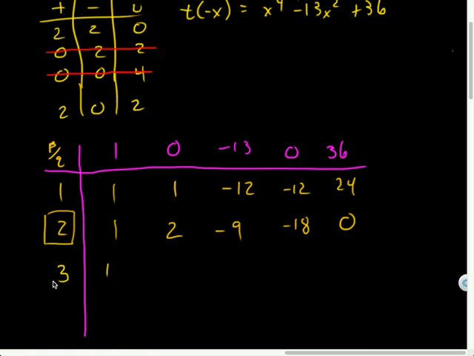So I'll start cruising along here. So 3 times 1 is 3, with 0 is 3. 3 times 3 is 9, with that is negative 4. 3 times negative 4 is negative 12. 3 times negative, what? Wow, nailed it. Wow, score.